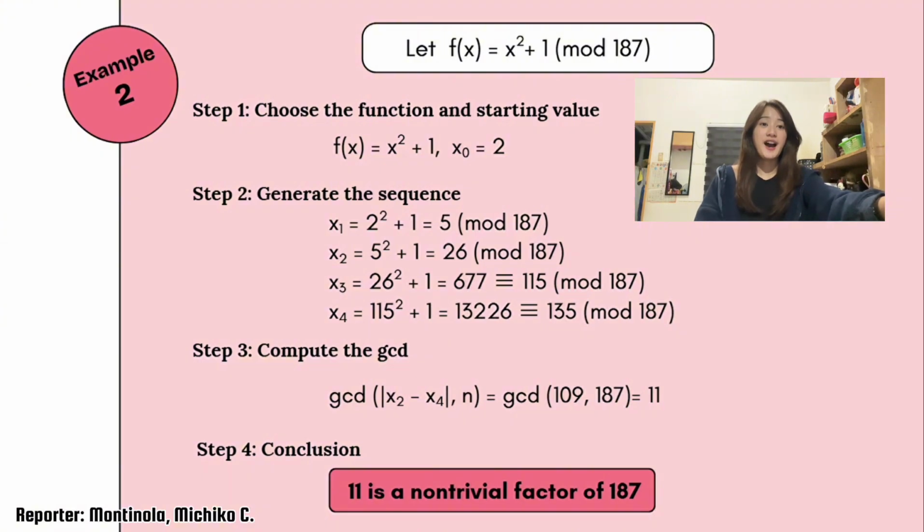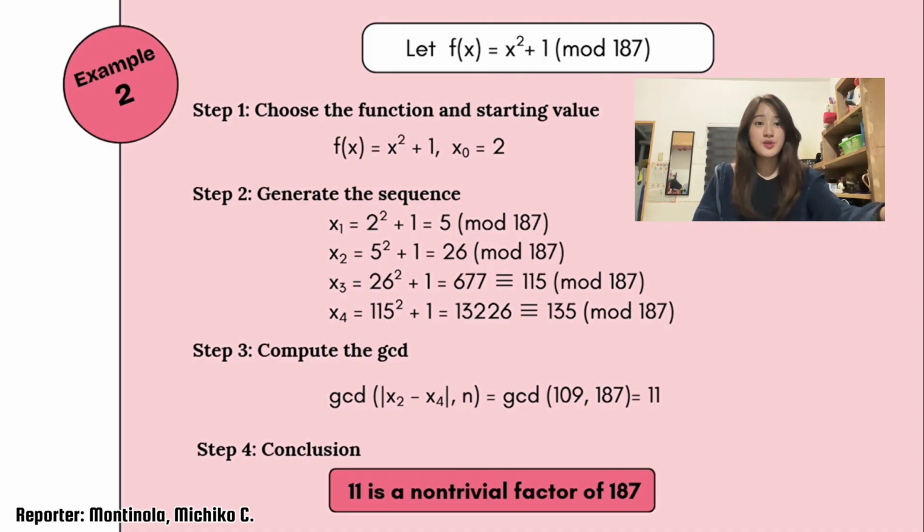In here, we have f of x is equal to x squared plus 1 modulo 187. Of course, we will be using the same function, f of x is equal to x squared plus 1, and our starting value is x sub 0 is equal to 2. If you're wondering why we're always starting with 2 and not with 1, it's because 1 is a factor of every integer. And now we can proceed to step number 2, which is generating the sequence.